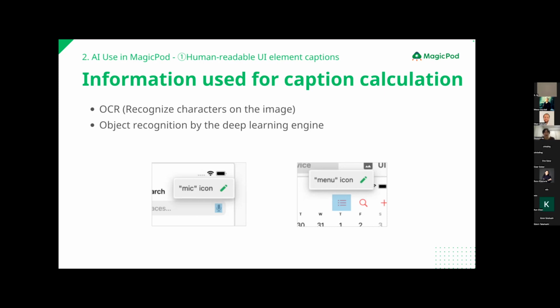The AI's accuracy is actually not perfect, but it can assign good captions to various elements. And even if you find the calculation results are sometimes wrong, you can easily update them manually because they are used only for human readability.